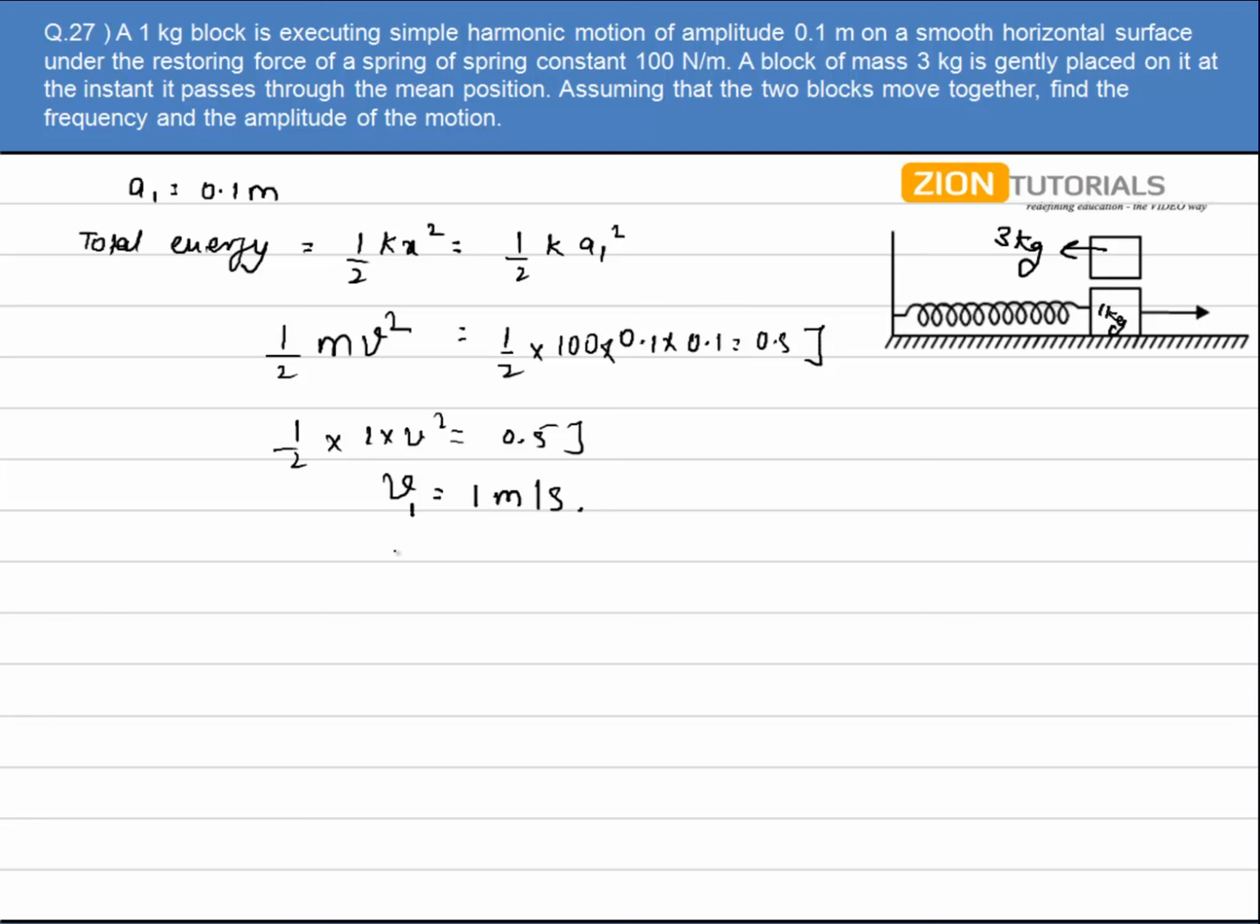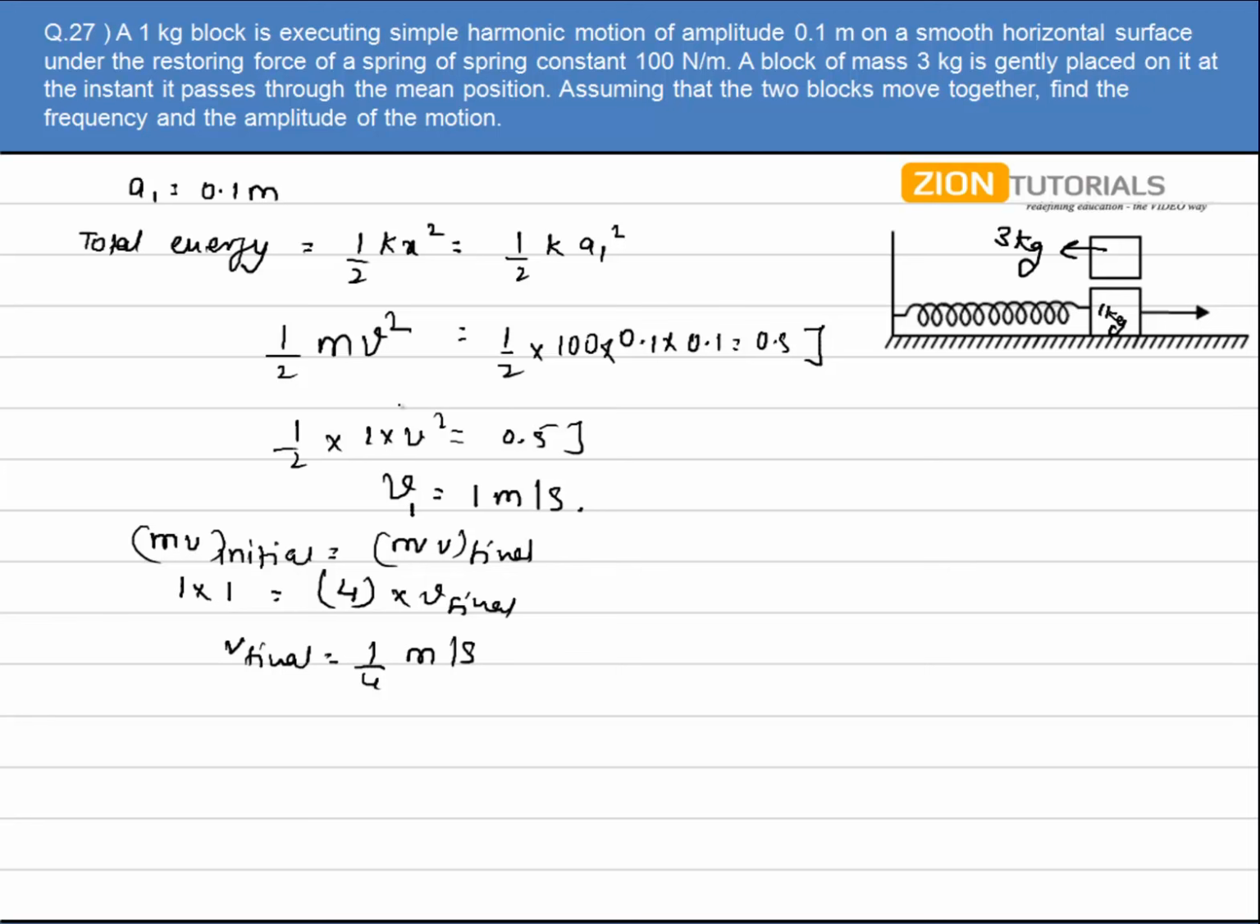Fine. Now since no external force is acting on the system, I can conserve the linear momentum, that is m v initial is equal to m v final. So initially linear momentum can be written as 1 into the velocity, which is 1, and finally the total mass is 4, and let the velocity be v final. So the v final comes out to be 1 by 4 meter per second. Now this is the kinetic energy finally when the 3 kg block is placed.